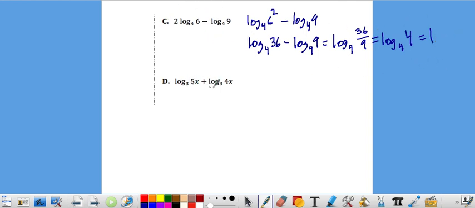Let's do one more. Log base 3 of 5x plus log base 3 of 4x. This one's pretty straightforward. We know adding means multiplying, so we have log base 3 of 5x times 4x, which is just log base 3 of 20x squared. And since we're condensing, we don't need to move the exponent. We want it all as a single logarithm, so we can be done there.